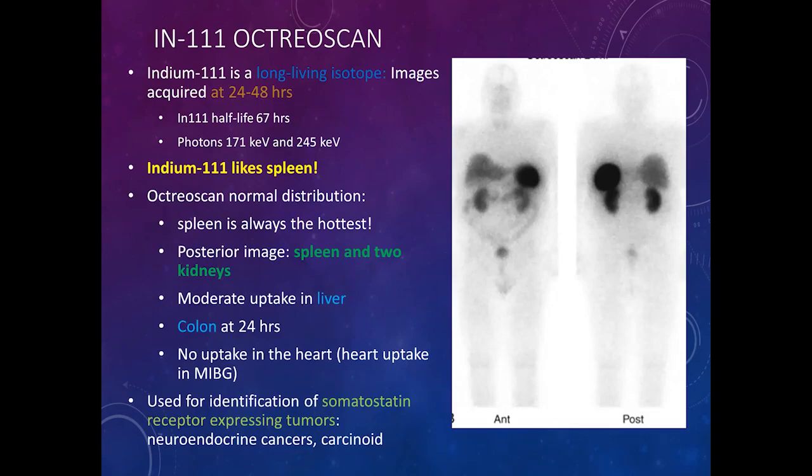So we'll talk about OCTREOSCAN first. It's labeled with indium-111, can be imaged on our regular gamma cameras or SPECT cameras. Indium-111 is a long-living isotope, so you can image a patient at 24, 48, sometimes 72 hours. As long as it takes, as long as it increases your specificity and your confidence in the findings. The thing is that the later you take images, washout from the normal organs will decrease background activity, but activity in the tumor will remain the same.